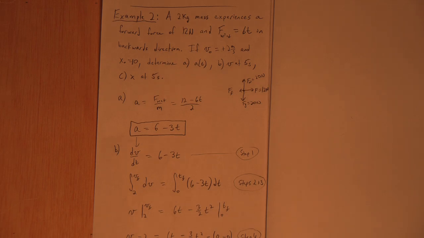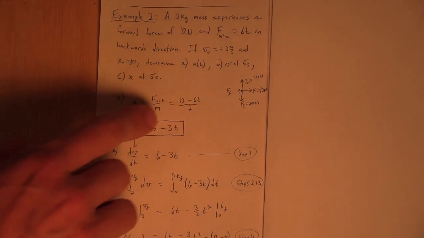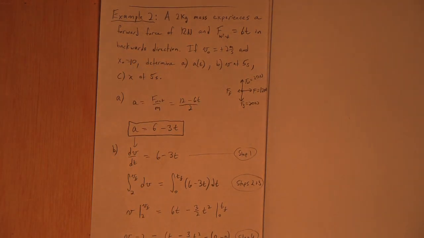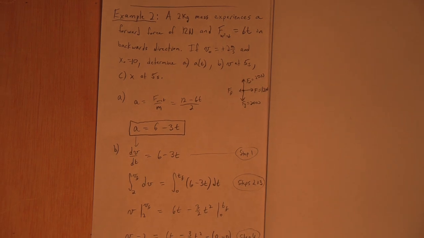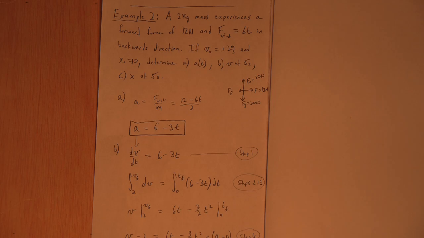Step 1, you make a differential equation from Newton's laws. Okay? So a is F net over m, forward force minus backward force over 2, the mass. And I leave the units off. Oftentimes that's what we do with these calculus problems, because then things become very confusing and cluttered. So you're welcome to leave the units off. So I get 6 minus 3t. There's the acceleration as a function of time.